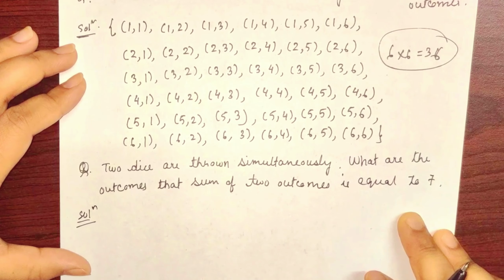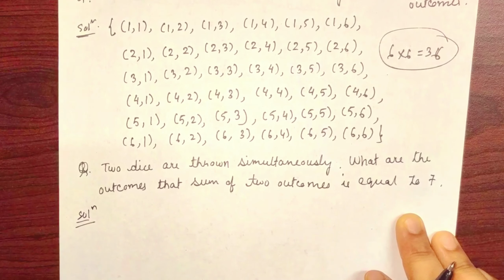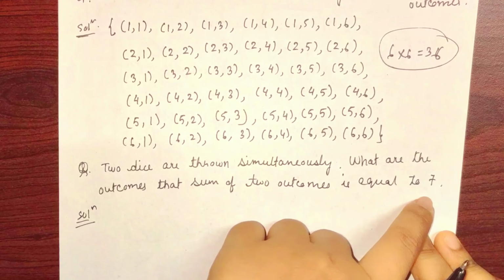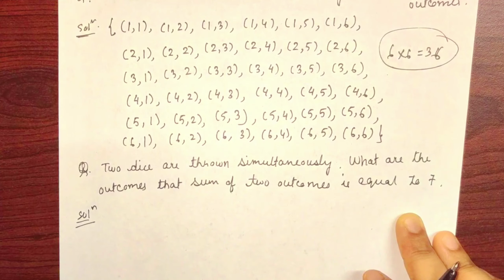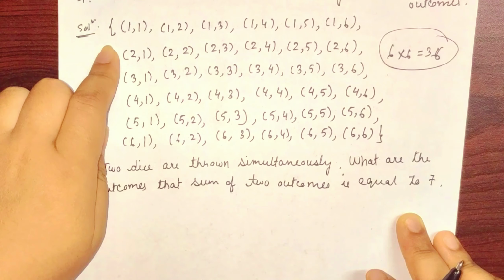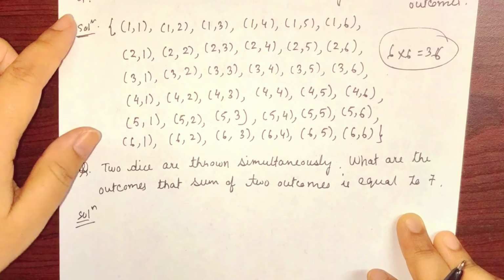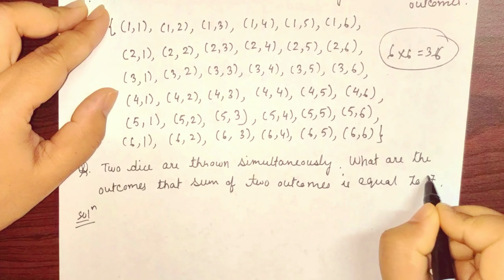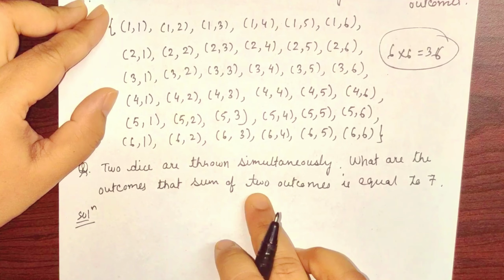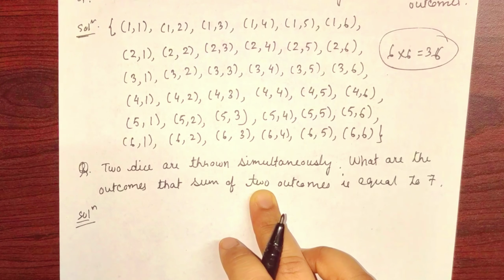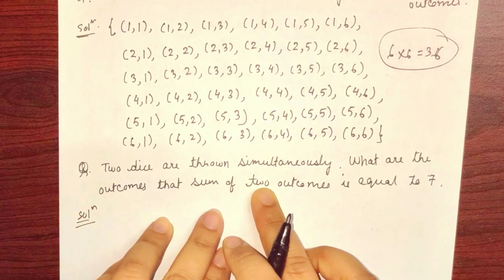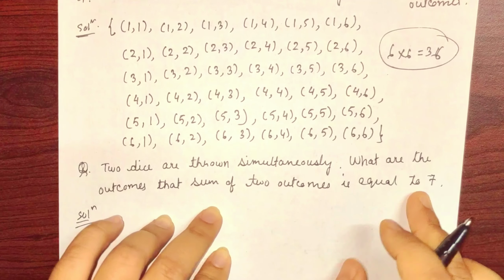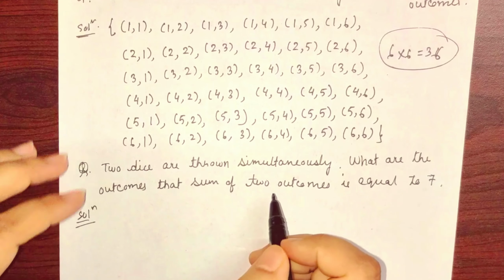Question is given, 2 dice are thrown simultaneously. What are the outcomes such that the sum of the 2 outcomes is equal to 7? Here already we have found that 36 outcomes we will get when we throw 2 dice. Now we have to find out the pairs of results such that the sum of the 2 outcomes is equal to 7. Now one by one we can find out.